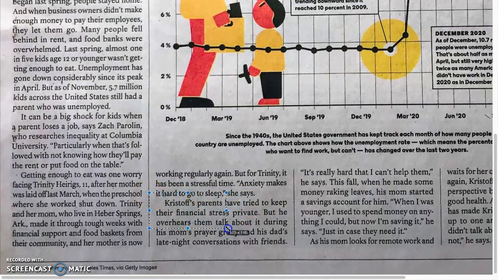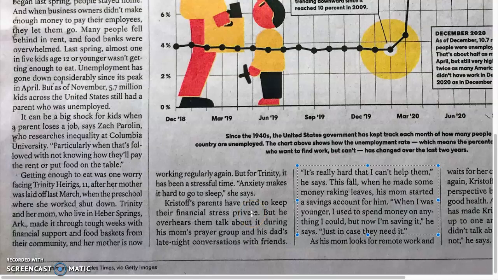Christoph's parents have tried to keep their financial stress private, but he overhears them talk about it during his mom's prayer group and his dad's late-night conversations with friends. It's really hard that I can't help them, he says. This fall, when he made some money raking leaves, his mom started a savings account for him. When I was younger, I used to spend money on anything I could, but now I'm saving it, he says, just in case they need it.